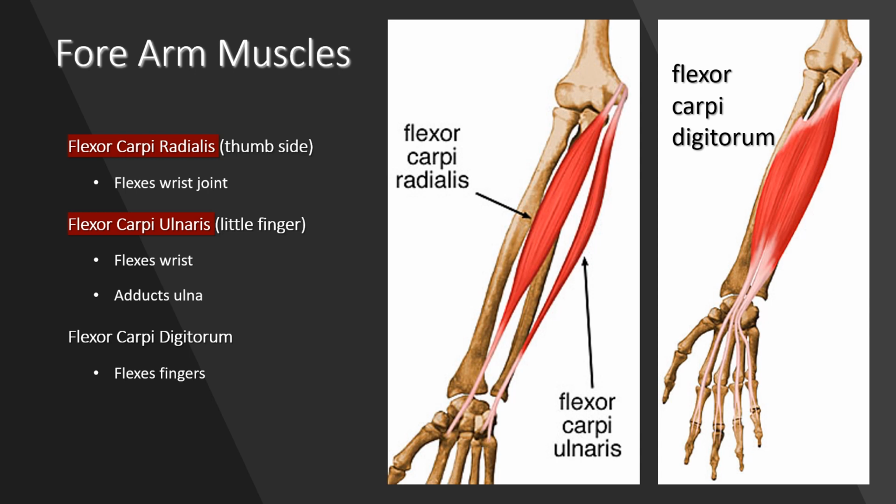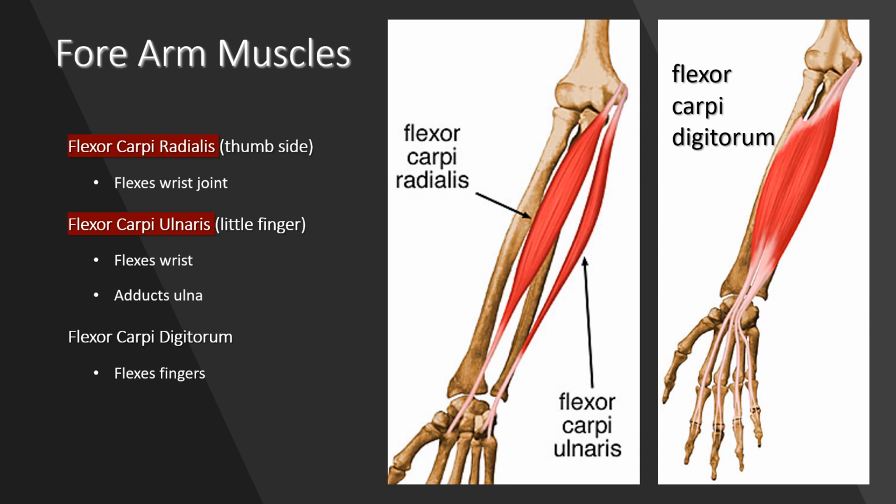So although these always seem quite complicated, I find them quite logical. Together, they all flex the wrist. So flexing the wrist joint is what they all do, really. And then the digitorum flexes all the fingers. And the flexor carpi ulnaris adducts the ulna. So if you move your hand towards the body, that's an adduction.